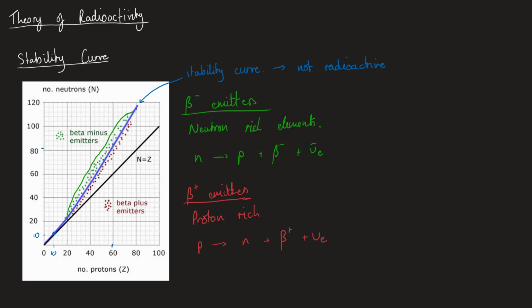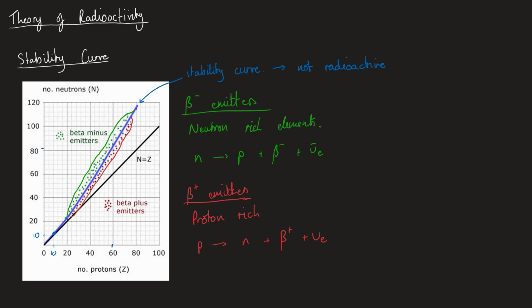So these two methods are two of the few ways that we can actually get something to be more stable. And now we have an idea of how we can predict whether something is going to be beta minus or beta plus. If it has too many neutrons, so it lies above this stability curve, it will be a beta minus emitter. If it has too many protons and lies below this curve, it will be a beta plus emitter.